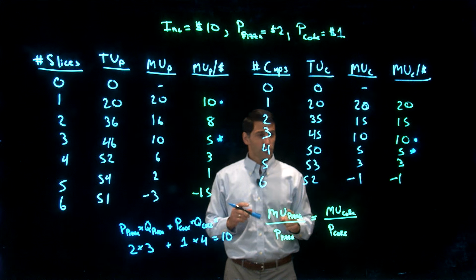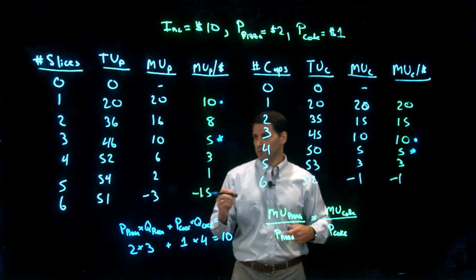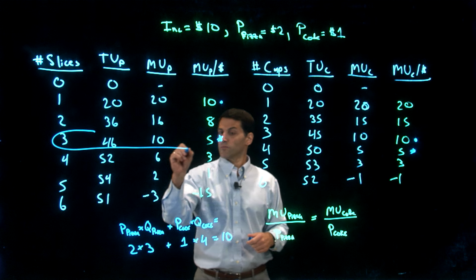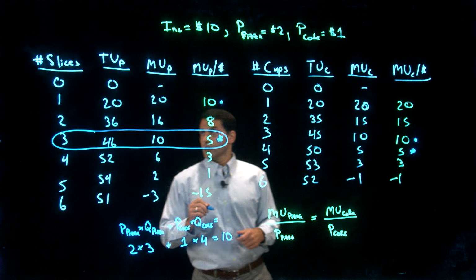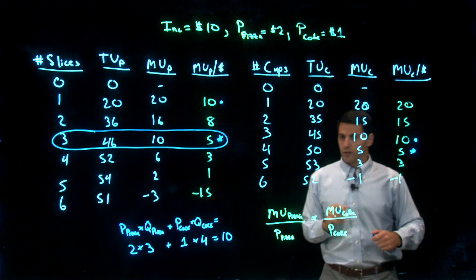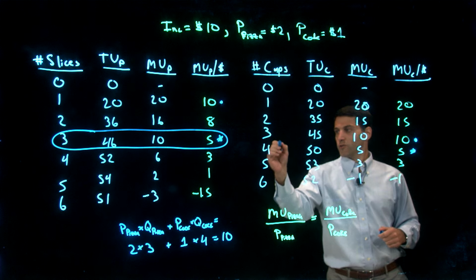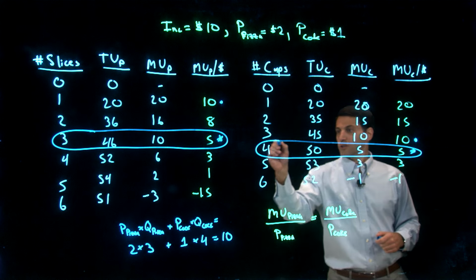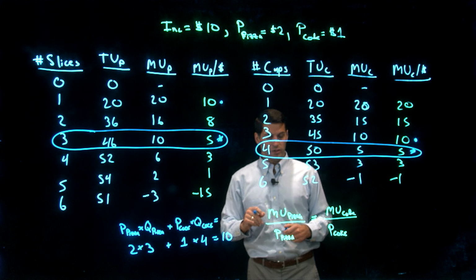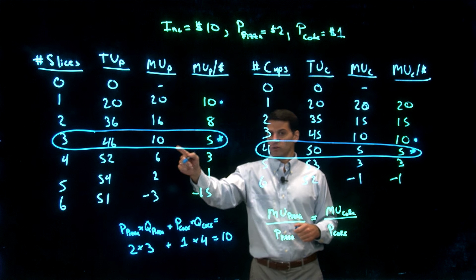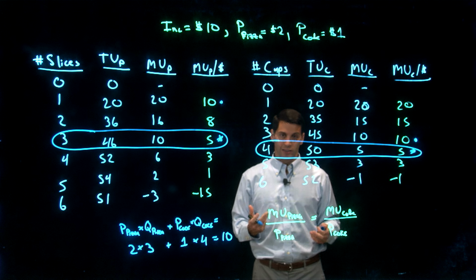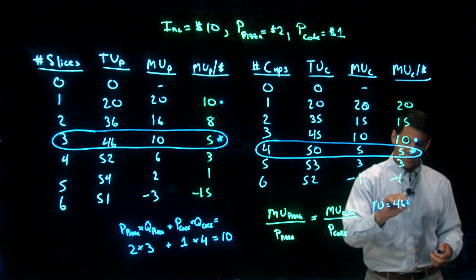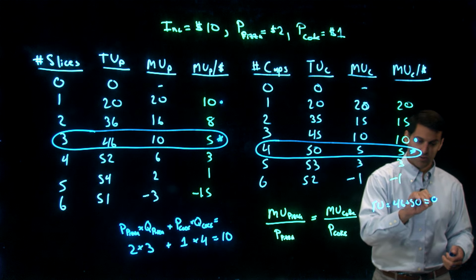Now, what's going to be true at this bundle? So if we say, look, this is the one that we think is optimal. Total utility from pizza is 46, and then the total utility from those 4 cans of Coke is 50. So the total utility in this example is 46 plus 50, which is equal to 96.